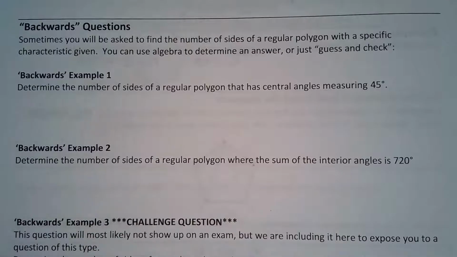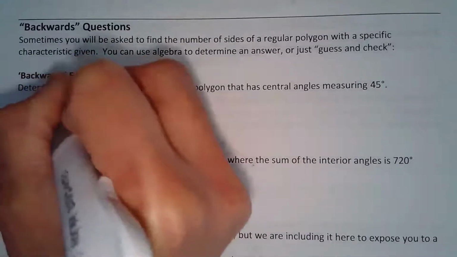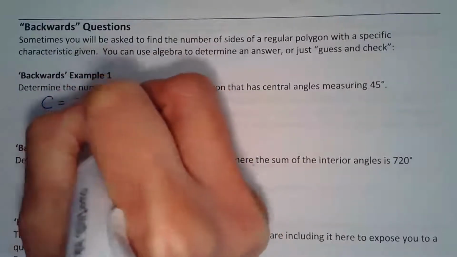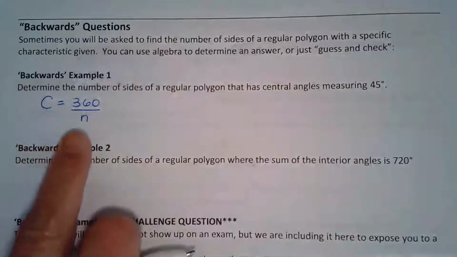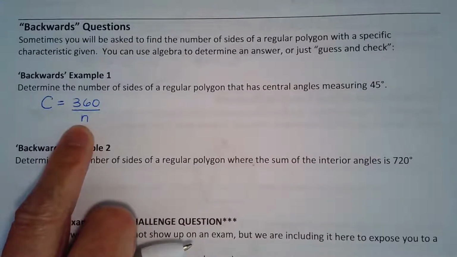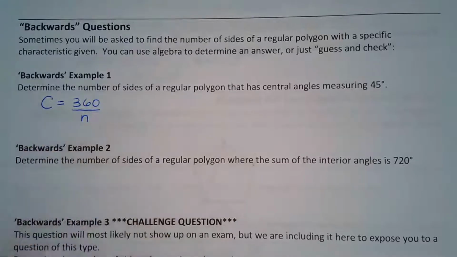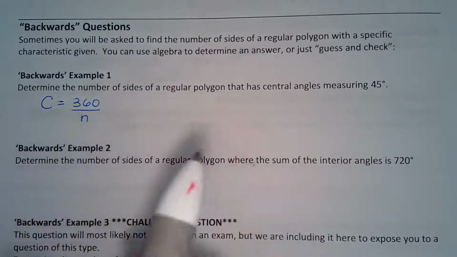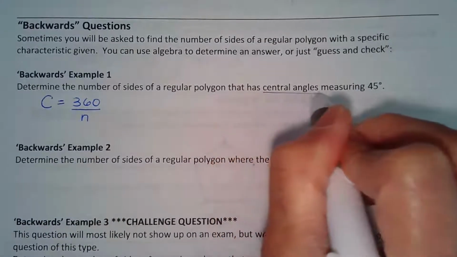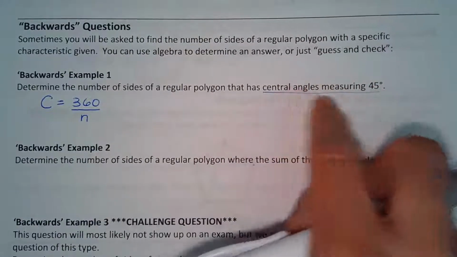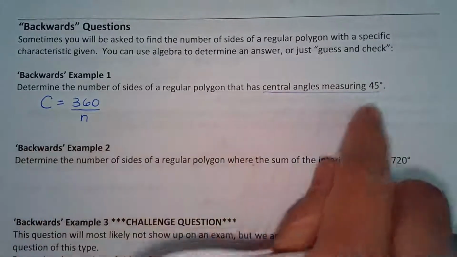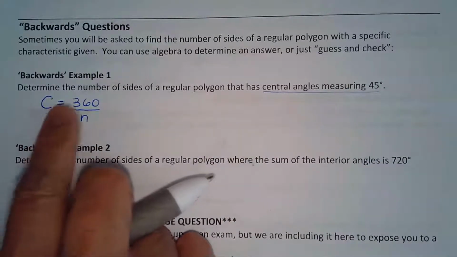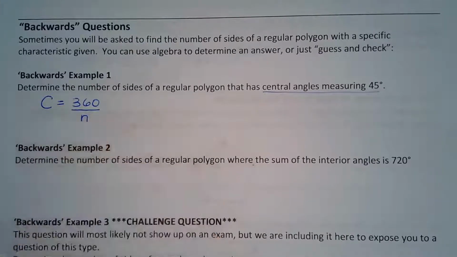Okay, well, what do we know about central angle? Central angle is equal to 360 divided by n, where n is the number of sides. And why did I choose this formula compared to other formulas? Because they're giving us central angles. They're telling us this clue that the central angle is 45 degrees. So here we go. Central angle is equal to 360 divided by n.